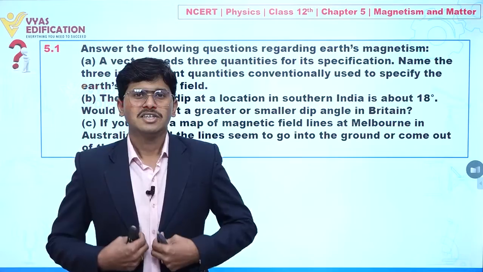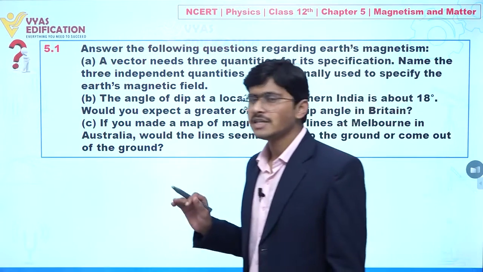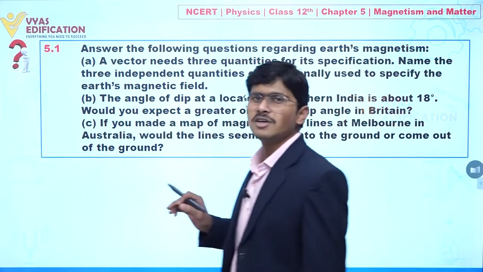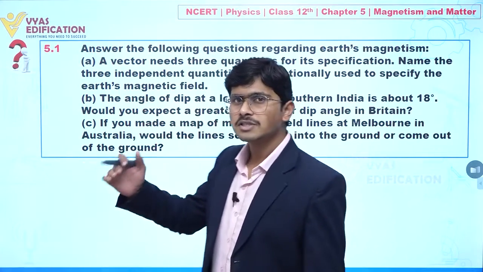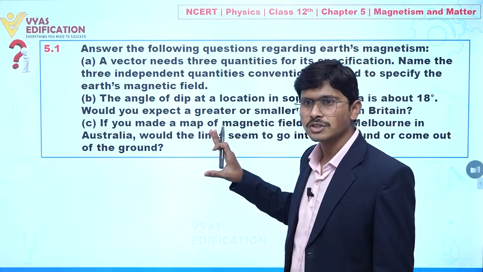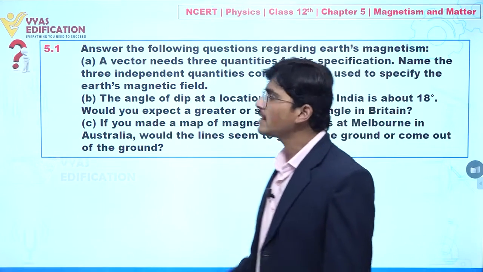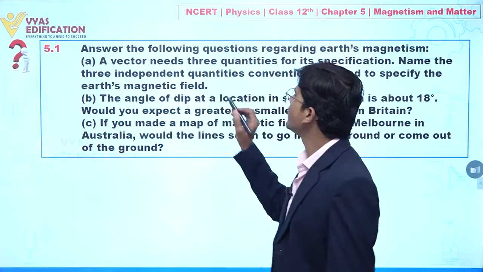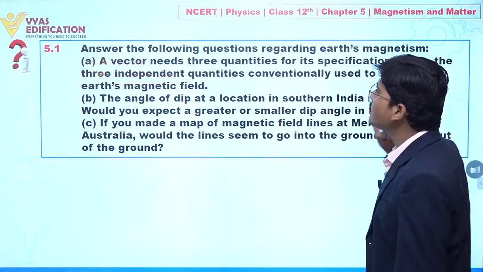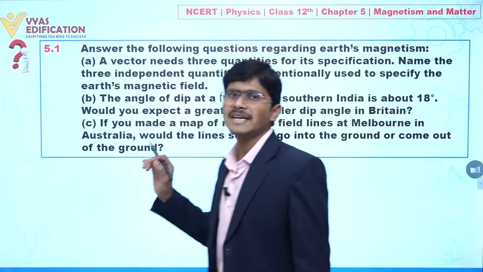So, let's start. Now, dear student, we are going to discuss question number 5.1, and in this question it is given to you, answer the following questions regarding earth magnetism. In this question different sub questions are given to you. In the first slide you can see here we have total 3 questions. Now, part number A: a vector needs 3 quantities for its specification. Name the 3 independent quantities conventionally used to specify earth magnetic field.